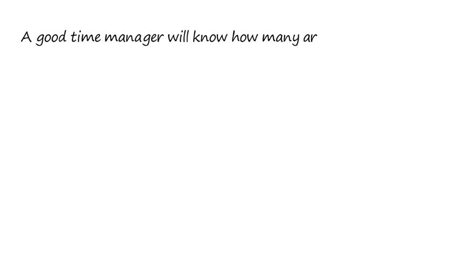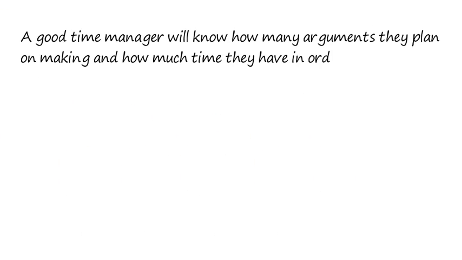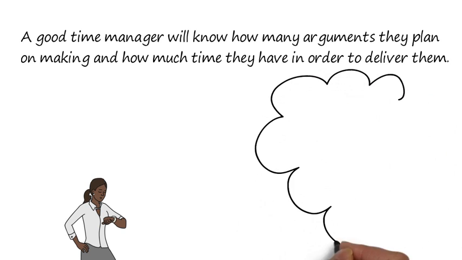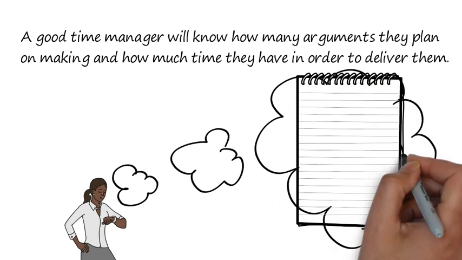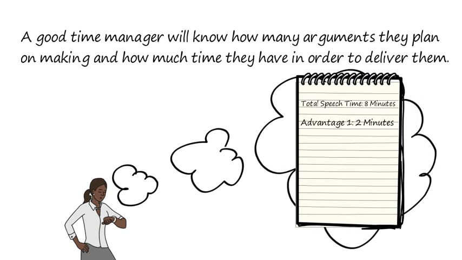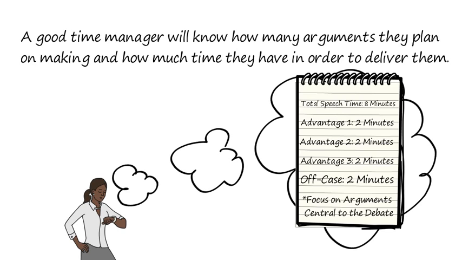A good time manager will know how many arguments they plan on making and how much time they have to deliver them. Some arguments might require more time than others, but don't get carried away. Important arguments central to the debate must be exhaustively refuted. They could give as much time to as many arguments as is allowed. By allocating time or planning ahead, speeches will sound much more organized and deliberate, both features of a good persuasive performance.